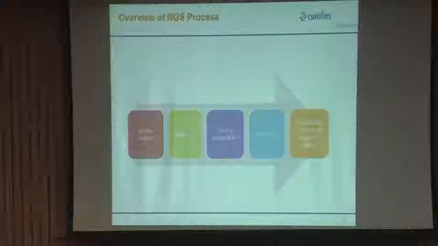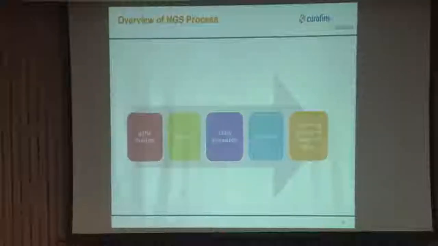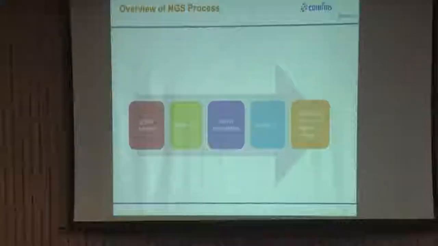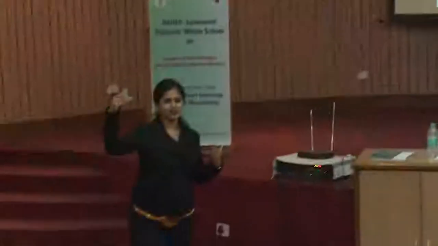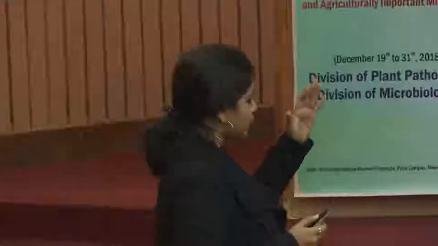Those adapters are nothing but a primer set, similar to a primer set which has a copy in the machine as well. So it binds and then the DNA templates get sequenced, right? So that's how the DNA template is getting sequenced. That's what is called library preparation. So when the library is prepared and the DNA templates are attached, we do a QC.